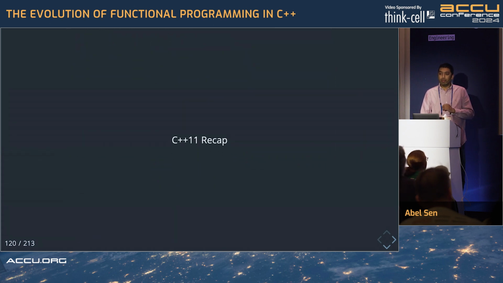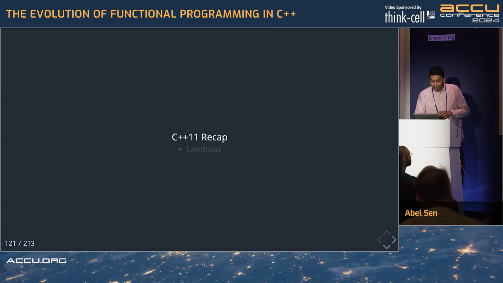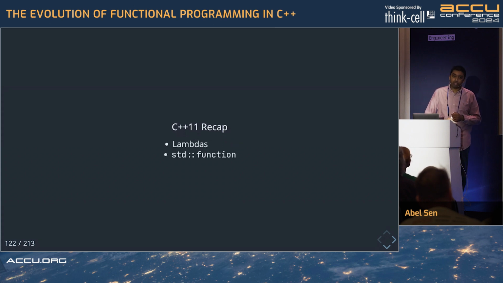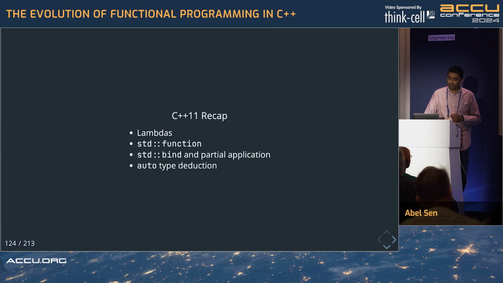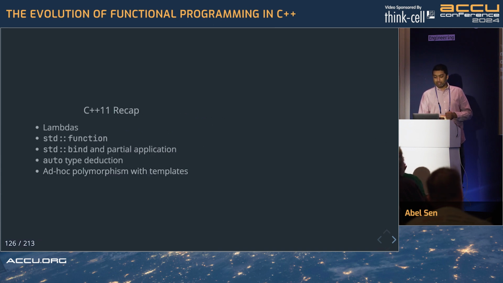So I know I basically barraged you with a variety of features in C++11, so let's recap. So lambdas, std::function, std::bind and partial application, auto type deduction, and ad hoc polymorphism with templates.